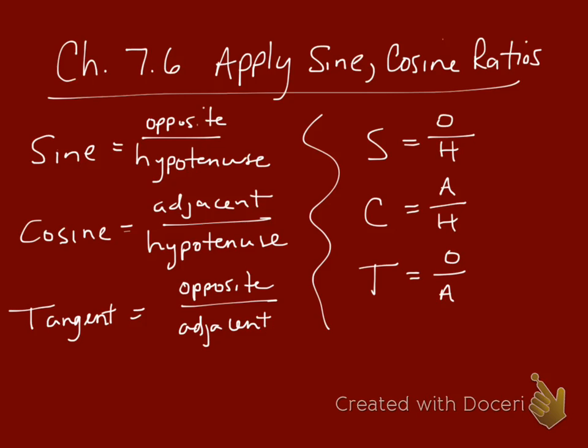So if you look here, you'll see that the sine is equal to the opposite over the hypotenuse, okay? Just like yesterday, tangent, which is down here, was equal to the opposite over the adjacent, okay? Today, you're going to learn that sine is equal to the opposite over the hypotenuse, and cosine is equal to the adjacent over the hypotenuse, okay?